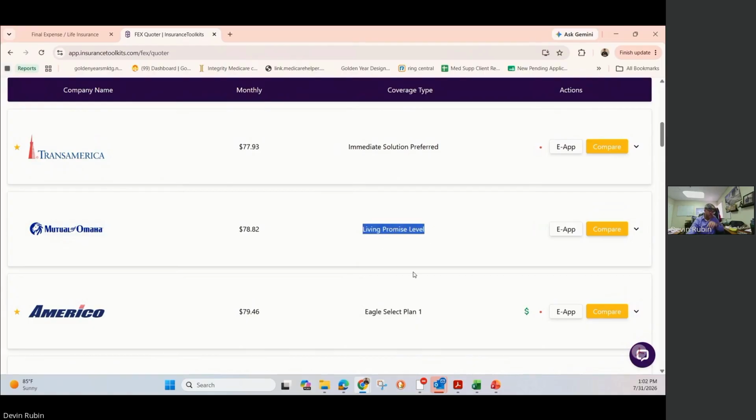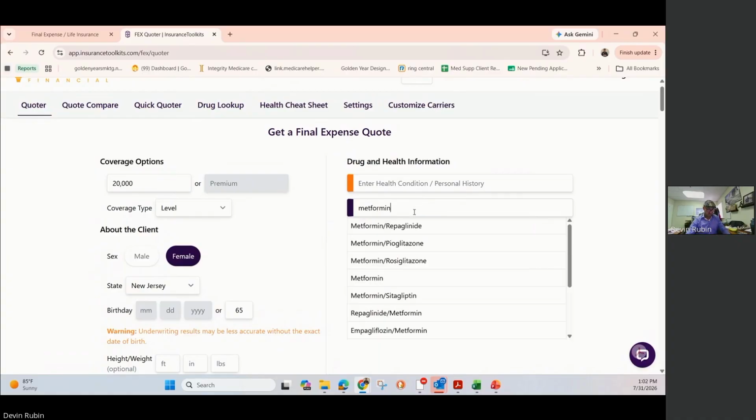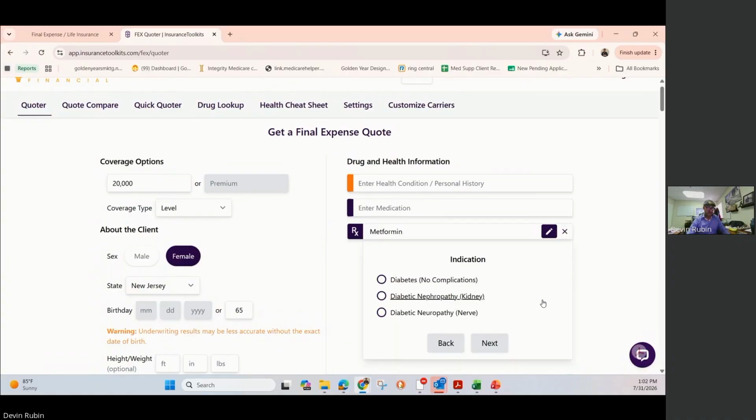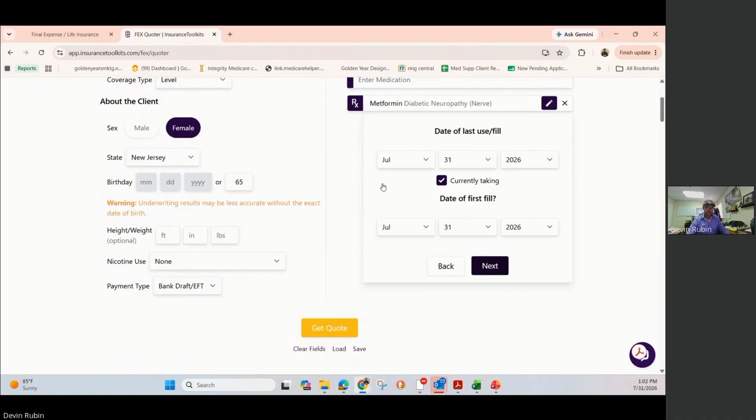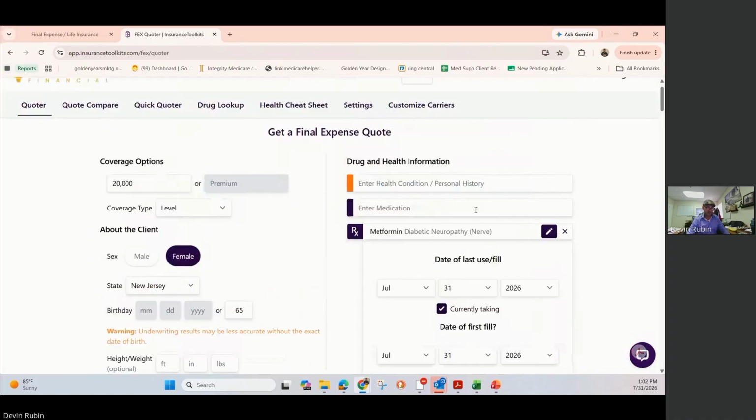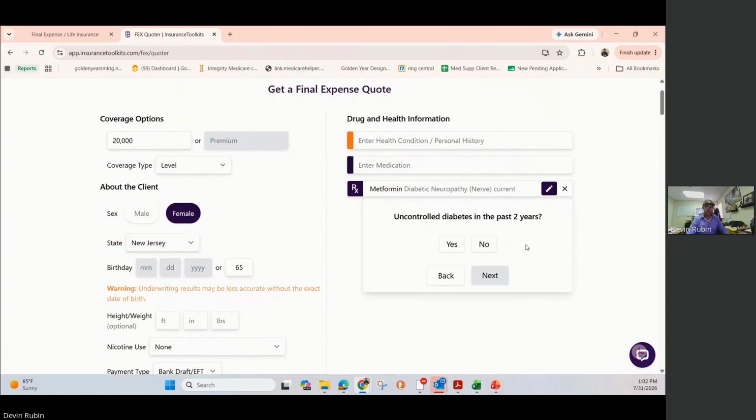So let's say that they tell you that they have diabetes, right? So we're just going to put in some diabetic medications, metformin. Then it's going to ask you a couple of questions about their diabetes. Let's say they have neuropathy. Then it's going to ask you the last time that you filled the metformin. You're going to put in that. And then they're going to ask if you have uncontrolled diabetes. Let's just say no. And then they're going to ask about your client's most recent hemoglobin A1C levels.